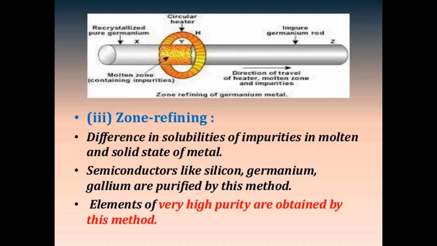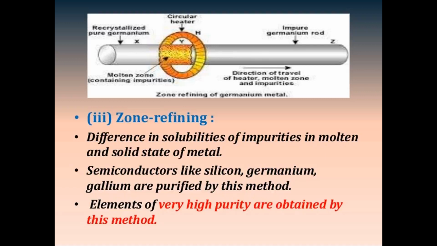See the picture. There is a germanium rod and a circular heater. That circular heater is moving here and there, for increasing the purity level. This process is carried out in an inert gas atmosphere to prevent oxidation. If oxygen comes in, what happens? The metal will become oxidized, isn't it?